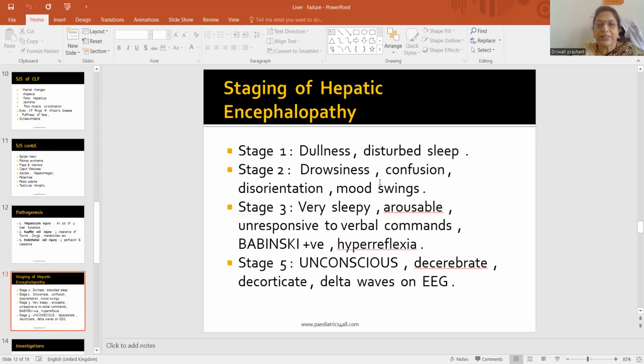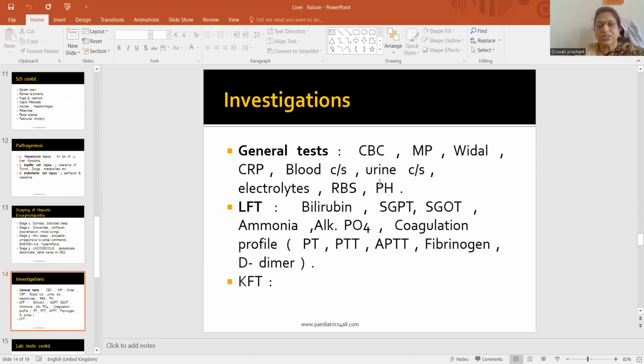Staging of encephalopathy. Stage 1, dullness, disturbed sleep. Stage 2, drowsiness, confusion, disorientation, mood swings. Stage 3, very sleepy, arousable, not arousable, unresponsive to verbal commands, and there will be hyperreflexia. Stage 5, patient is unconscious, decerebrate posturing, decorticate posturing, and delta waves on EEG can be seen.